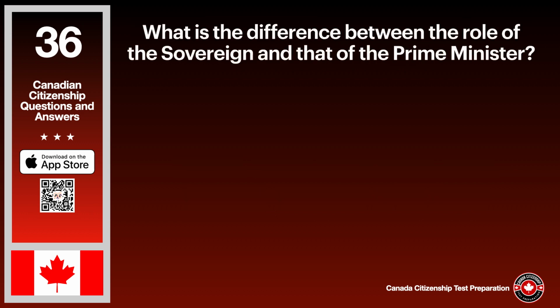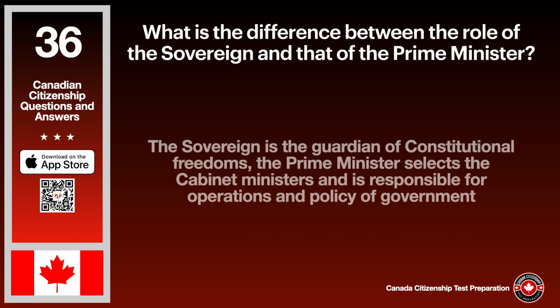What is the difference between the role of the sovereign and that of the Prime Minister? The answer: the sovereign is the guardian of constitutional freedoms, the Prime Minister selects the cabinet ministers and is responsible for operations and policy of government.